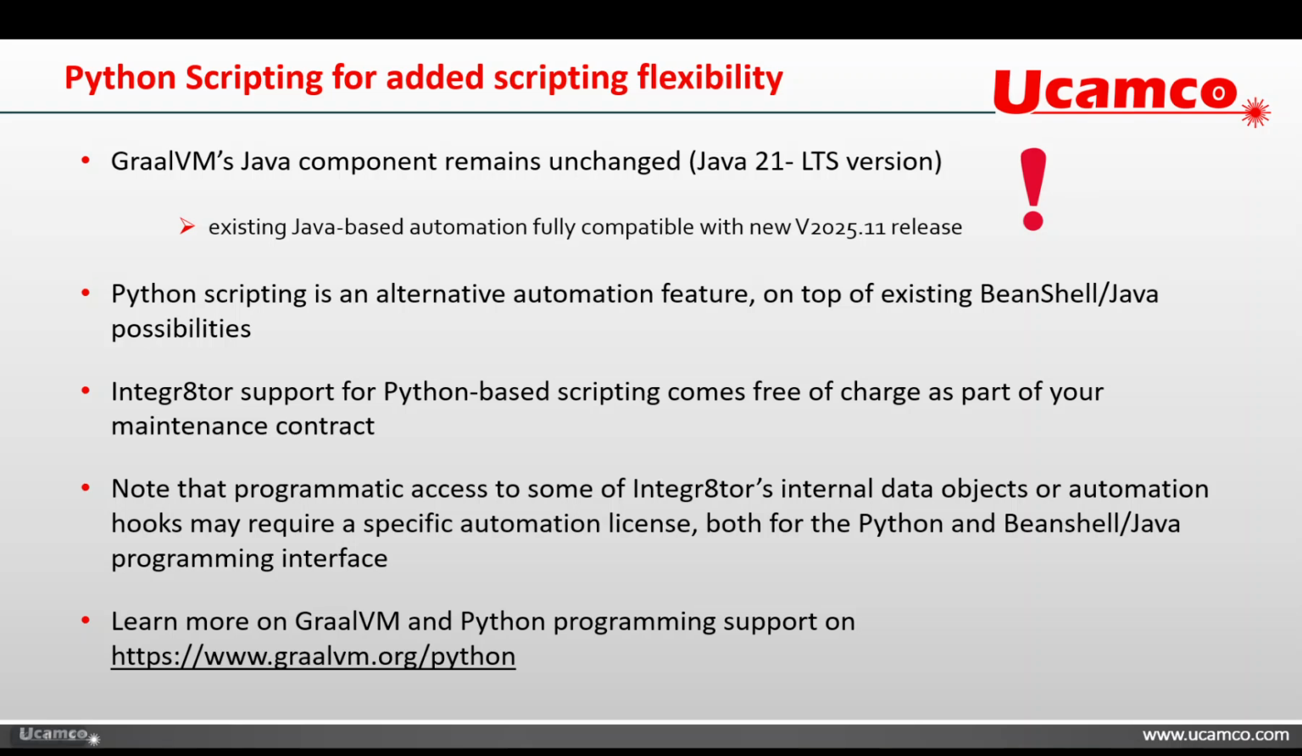I also explained that this Python scripting is an alternative automation feature on top of what we had before. And what we had before, the way to program Integrator or to automate Integrator, was BeanShell and the Java scripting language possibilities. Now they exist as before. So if you're not into Python, you can just continue the way you were doing. The Python scripting support is basically just an extra feature next to this. So from now on, you have the choice which of the two you would like to adopt.